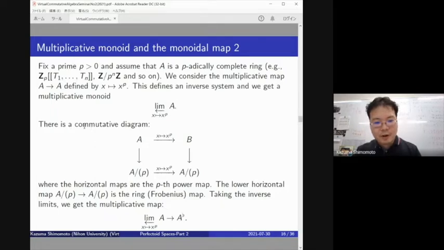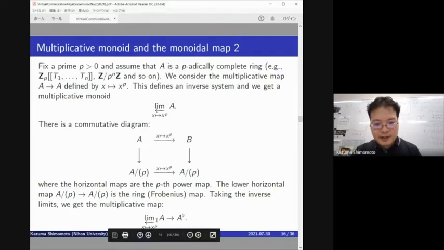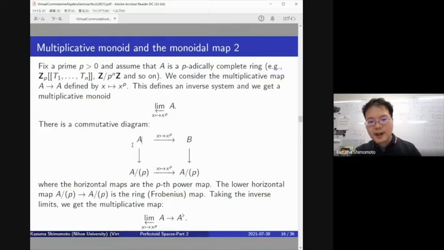And also there's a commutative diagram, which is this. So, sorry, this has to be A. So this top horizontal map is just a multiplicative map, but this lower one is just the Frobenius map. So using this commutative diagram, you can take the inverse limit. So we get the multiplicative map, which is this. So in this case, you can just go to the left, from A to A, so you can form the inverse system by going to the left from the right.